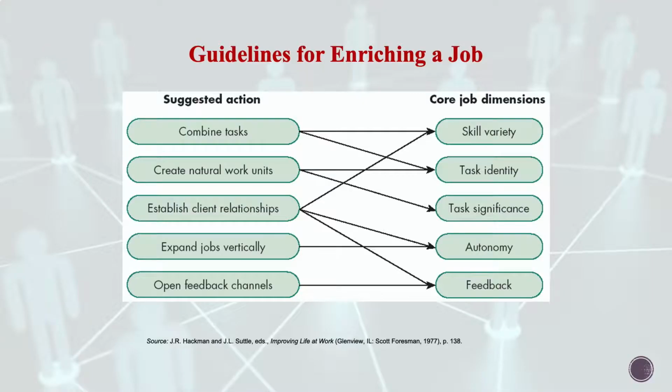So some of the guidelines for enriching a job, for example, some of the suggested actions in terms of core job dimensions are: when you combine tasks that may lead to skill variety and task identity, when you create natural work units that may lead to task identity and task significance, when you establish client relationships that may lead to skill variety, autonomy and feedback, when you expand job vertically that may lead to autonomy, when you open feedback channels that may lead to feedback. So these are the suggested actions in terms of improving the core job dimensions of the employees.